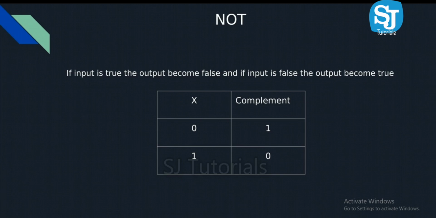The next gate is the NOT gate. NOT is just the complement of the input. That means if the input is true, the output becomes false, and if the input is false, the output becomes true. Here X is the variable. If the value of X is 0, then the output of the NOT gate is 1. If the value of X is 1, the output becomes 0. So 0 input, the output becomes 1; 1 input, the output becomes 0. It is called the NOT gate, just to complement the bits.